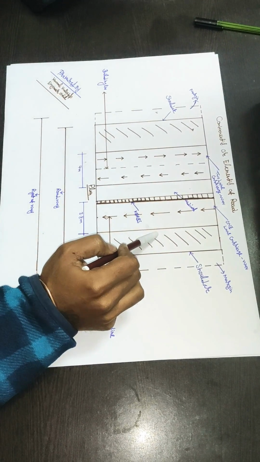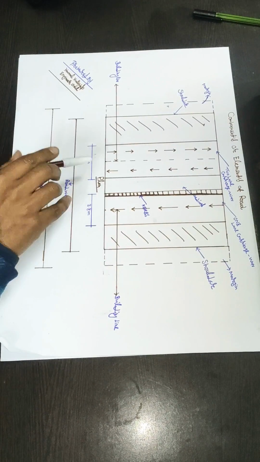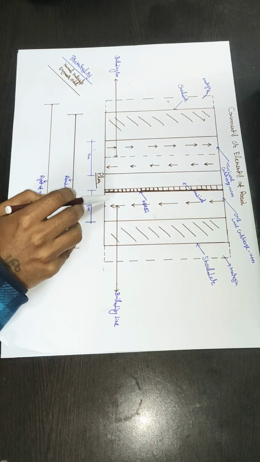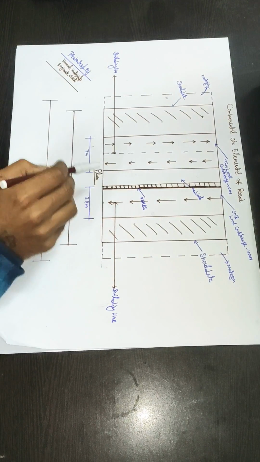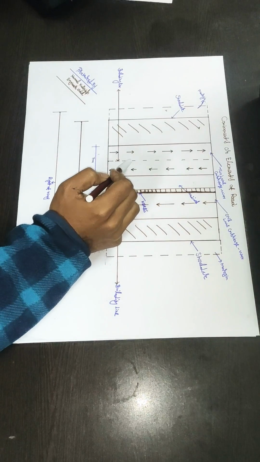Today we are learning the components or elements of a road. This is a general plan of the road, and all the components are explained here. First one is carriageway. This is a carriageway.